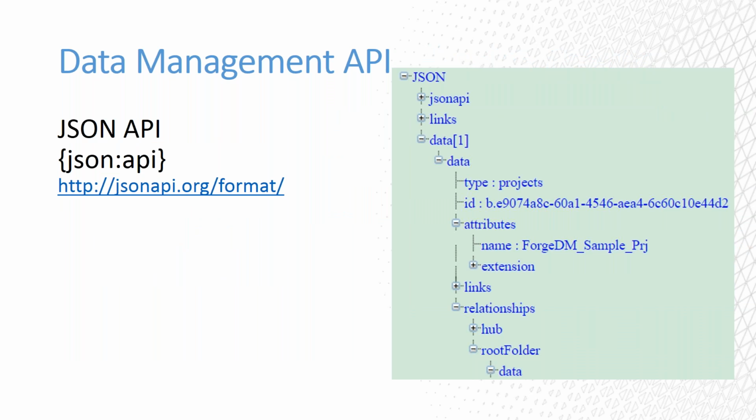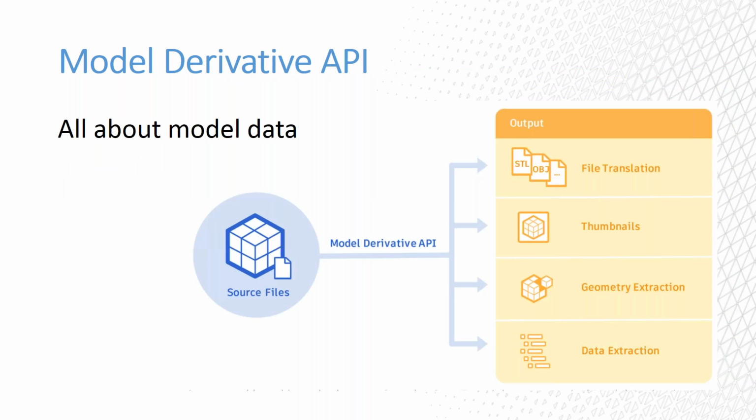And data management API follows the special strict format of JSON API. This one is defined by the JSON API org, and then it looks like this. So it usually has JSON API links and then data, and there are certain rules in here. So at first it looks like you have more data than you need, but once you get used to it, you'll see how to take advantage of those commonly defined formats.